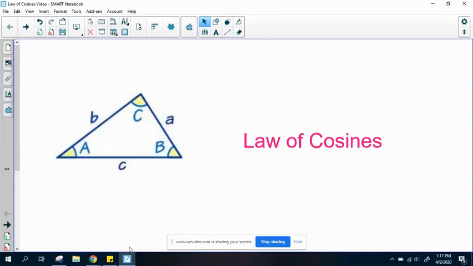Today, this video is going to teach you about the law of cosines. So again, this is another rule that you can use when you have a triangle that doesn't have a 90-degree angle. When you have a triangle that has 90 degrees, you can use SOHCAHTOA, but when you don't, we needed another way to solve for those triangles.